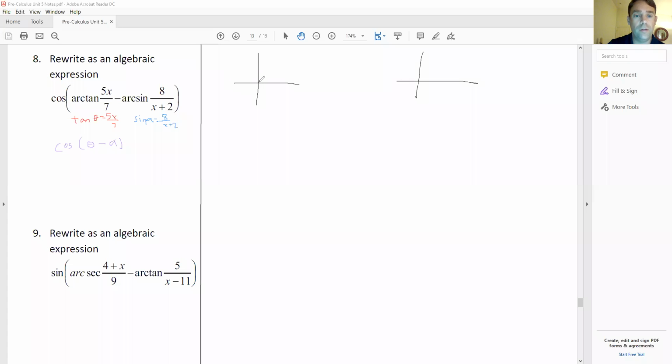So tangent of theta is going to be 5x over 7. So opposite, adjacent. And friends, if I do my Pythagorean theorem, I'm going to have 5x squared plus 7 squared, which is going to be the same thing as 25x squared plus 49.